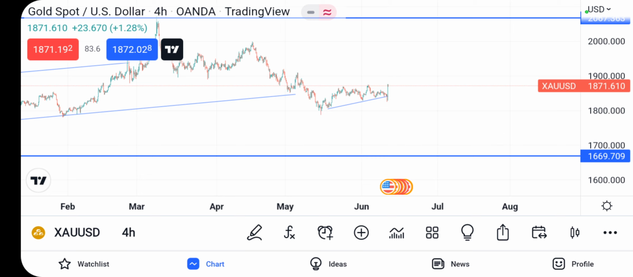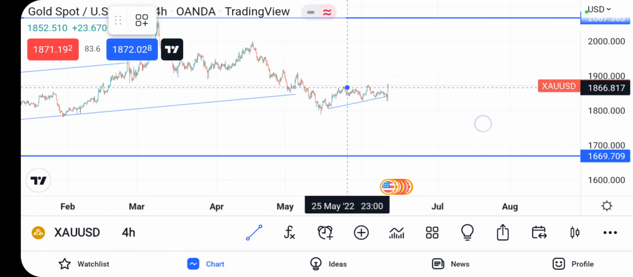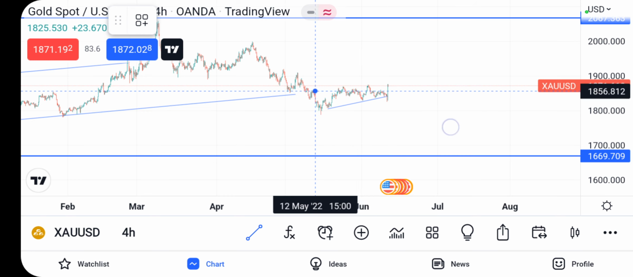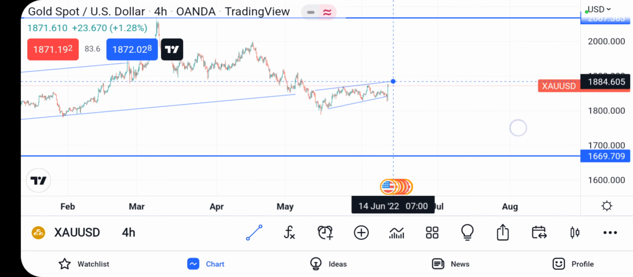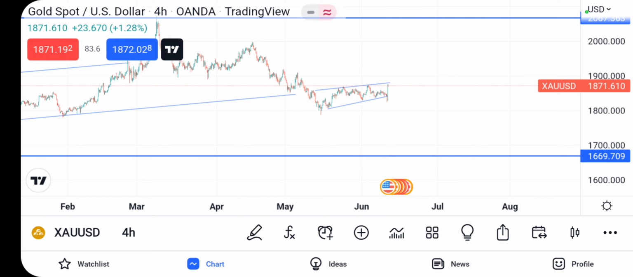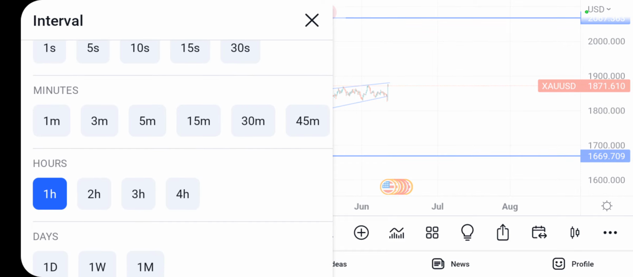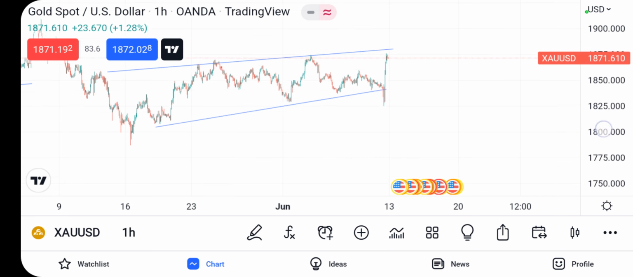Okay. And then I'll take the top trend line. And then like that. Now the market is on the top of the trend line. When I say top of the trend, I mean this part. Let's just go to a smaller time frame to see exactly what's happening at the top there.